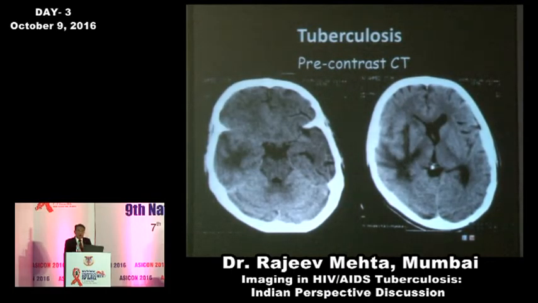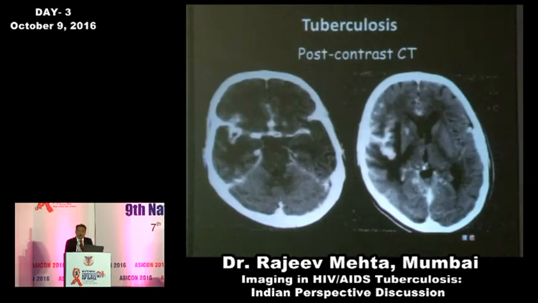This is a pre-contrast CT scan in one such patient, where you see low density areas in the right temporal lobe and basal ganglia, with a finger-like projection, which is nothing but vasogenic edema. Following contrast, look at how dramatically the picture changes. You can see the enhancing basal exudates and sylvian fissure.